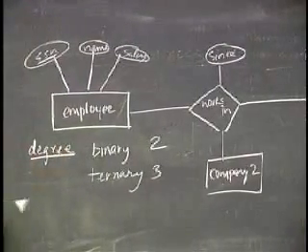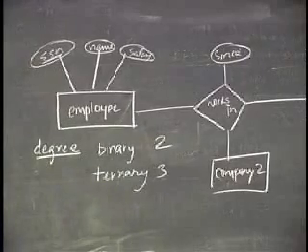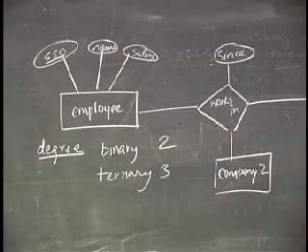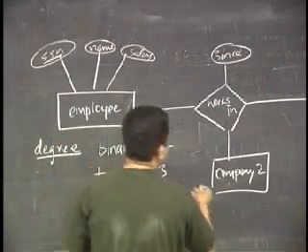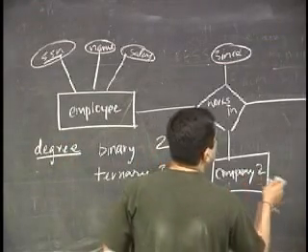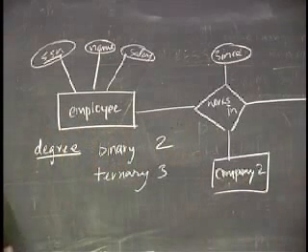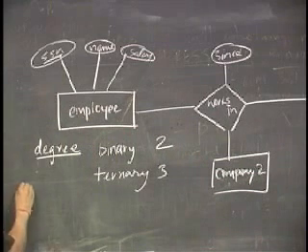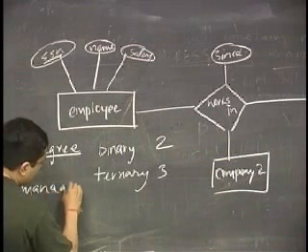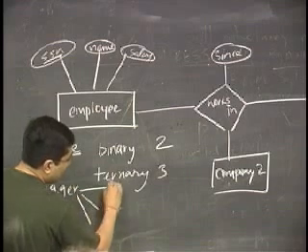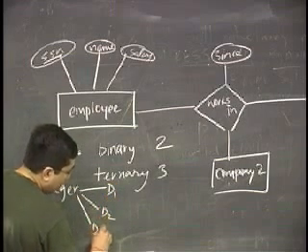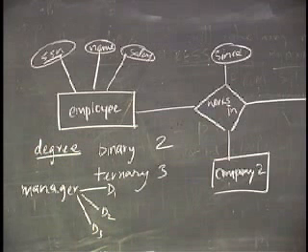Next is what kind of constraints make up a relationship. One is the cardinality ratio. You can have, say, a manager who can have multiple departments that he could manage, right? So this would have 1 to n cardinality.